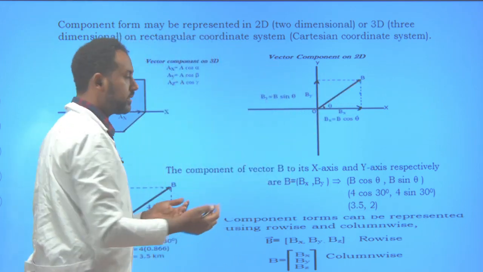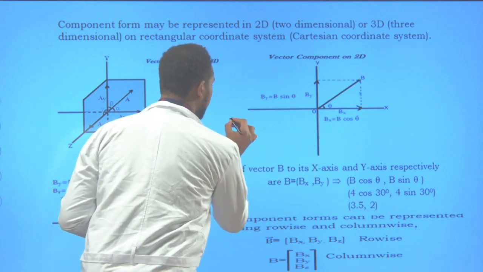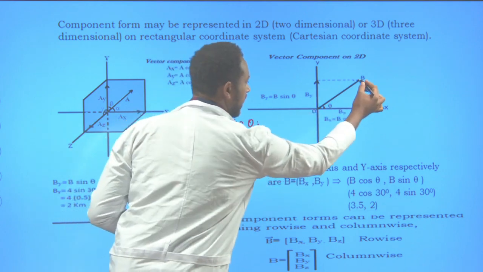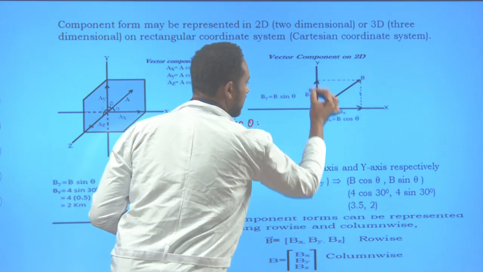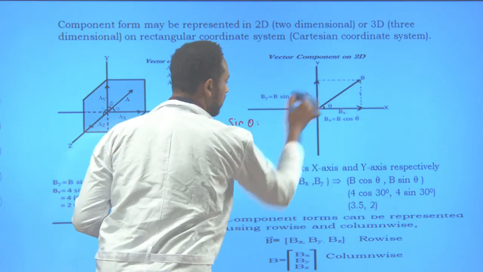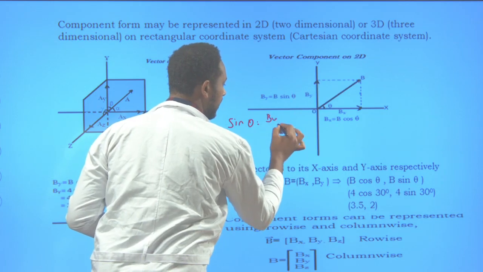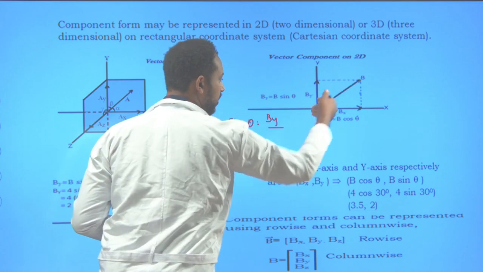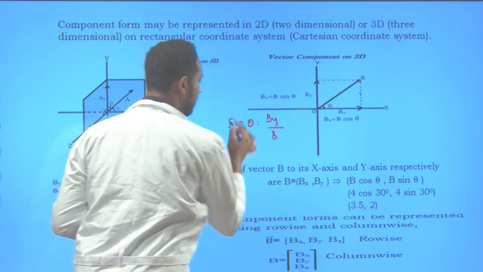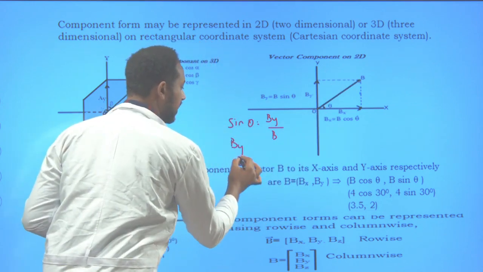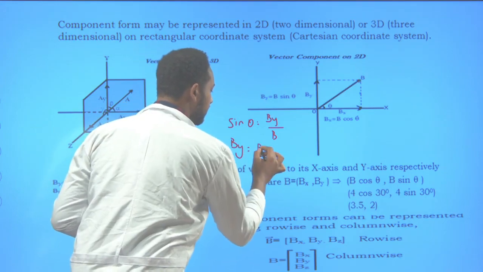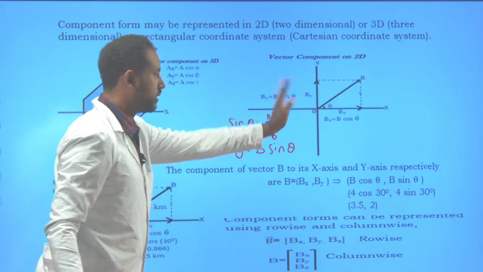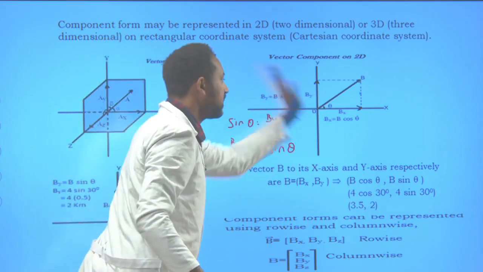From your mathematics lesson in trigonometry, you know that sine theta means opposite over hypotenuse. And the opposite of this is the component of this vector along the y-axis, that is the component of vector B along y over the hypotenuse. The hypotenuse is vector B. Therefore, the component of vector B along y is the magnitude of vector B times sine theta. This is how we represent the component, or how we split this vector.